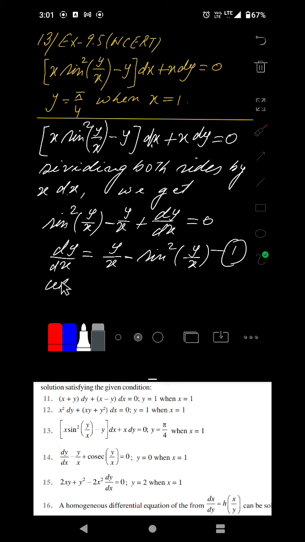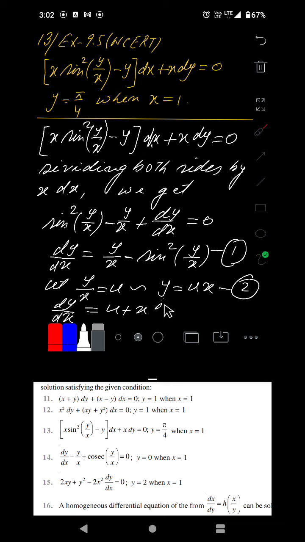And now here we have to let y/x be u, which is simply y = ux, as we have done before. Let it be equation number 2. So now differentiating this equation with respect to x, we have dy/dx = u + x du/dx. Let it be equation number 3. Now using equation number 2 and equation number 3, we have to replace dy/dx by u + x du/dx on the left hand side in equation number 1, and on the right hand side we have to replace y/x by u as we have assumed in equation number 2.